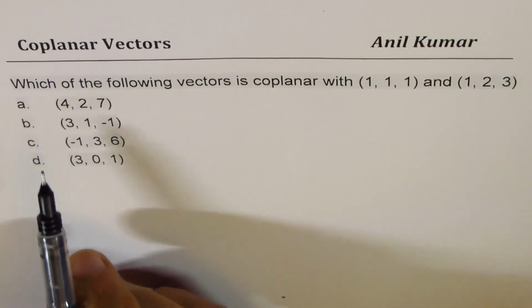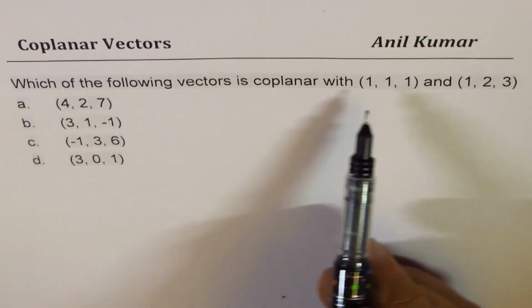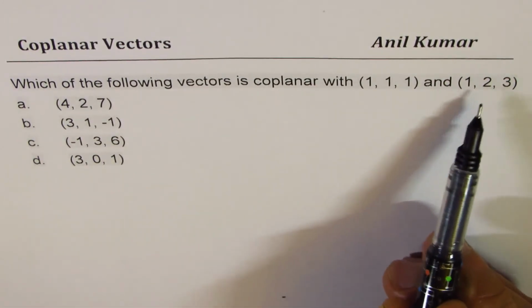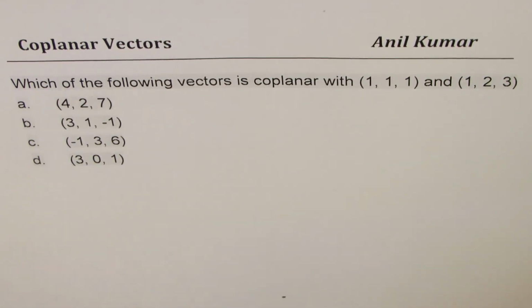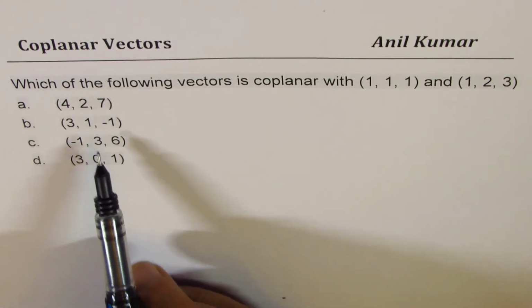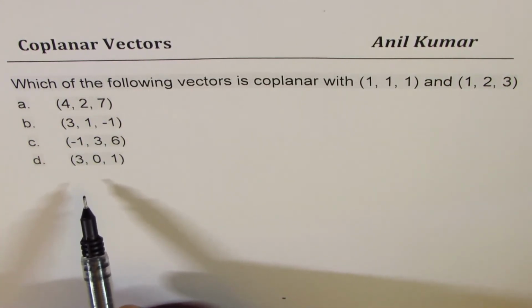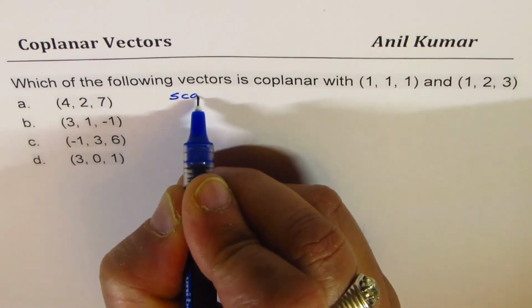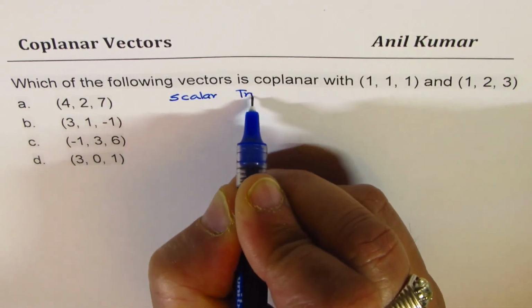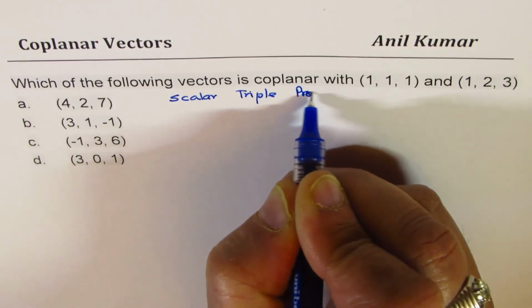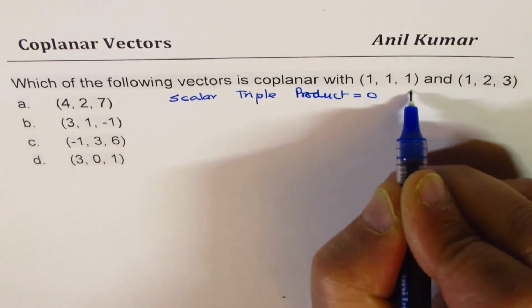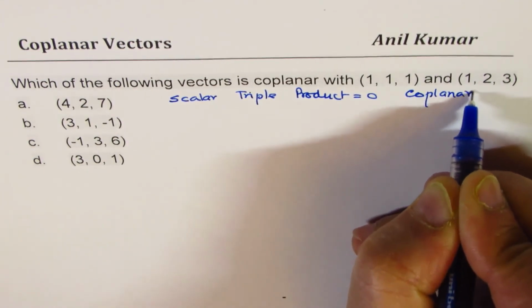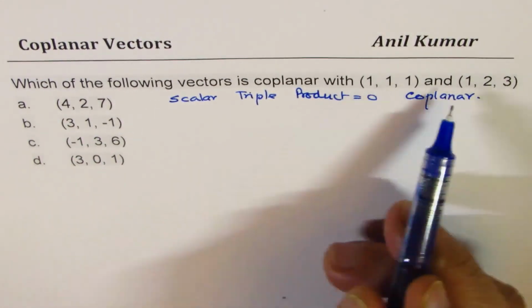Now the example here is, which of the following vectors is coplanar with (1, 1, 1) and (1, 2, 3)? 4 choices are given to us. As you can realize, writing linear combinations is very difficult for all 4. It is very time consuming. Scalar triple product is still the best way to go for, right? So we'll again use scalar triple product equals to 0 for coplanar, right? So we'll have to do one by one for all of them.